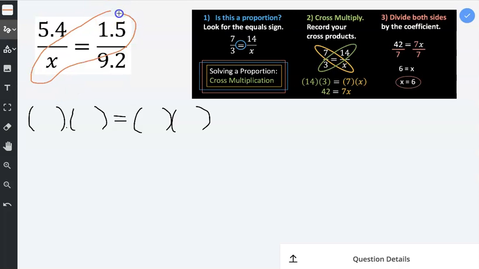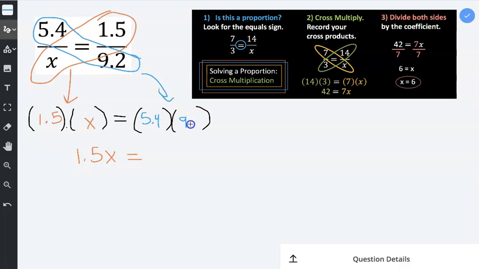Alright, so now I'm going to grab a new color, and I'm going to multiply the 1.5 by the x. So I'm multiplying diagonally. And traditionally we put the number in front of the variable, so it looks like this. We write 1.5x, not x 1.5. Then I multiply diagonally, and I place that in these parentheses. So 5.4 multiplied by 9.2.